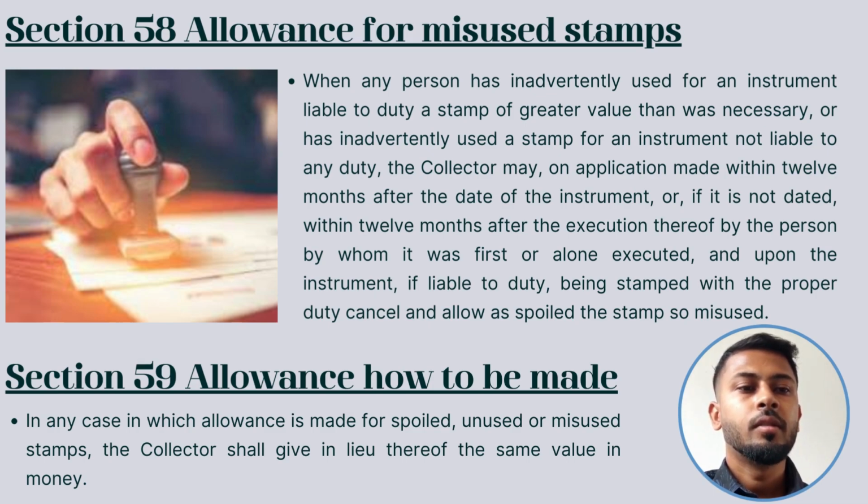In Section 58, allowance for misuse stamps states that when a person uses, for an instrument liable to duty, a stamp of greater value than necessary, or for an instrument not liable to any duty, an application can be made within 12 months after the date of the instrument, or if it is not dated, within 12 months after the execution thereof by the person by whom it was first or alone executed. Under Section 59, in any case in which allowance is made for spoiled, unused or misused stamps, the collector should give in lieu thereof the same value in money.